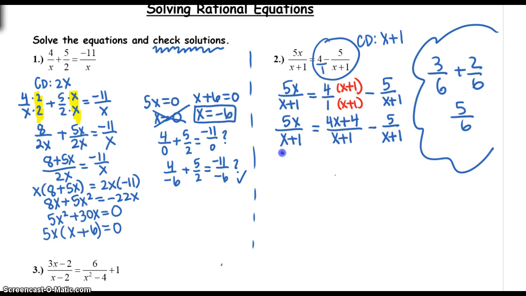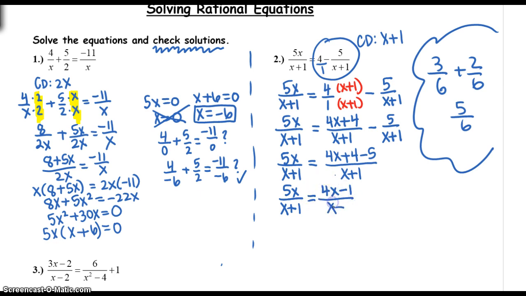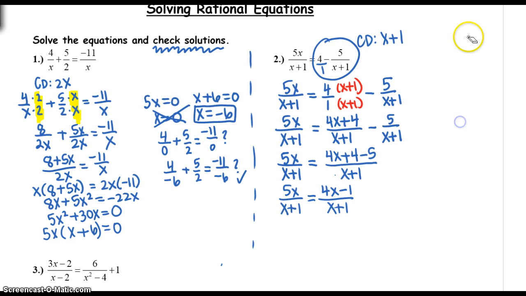Everything on top, we're going to put all together. So this guy comes down, this term on the left side. And then over here we have 4x plus 4 minus 5 all over x plus 1. It's the same deal as what we did here. Exact same deal. Now we're going to combine like terms. So 5x over x plus 1 equals 4x minus 1 over x plus 1. Let's erase this. Now that we have a fraction equals a fraction, we can cross multiply.